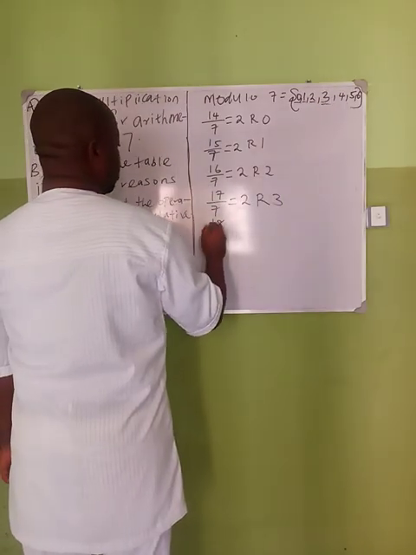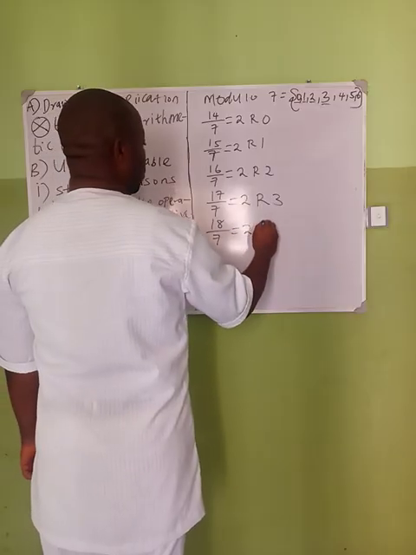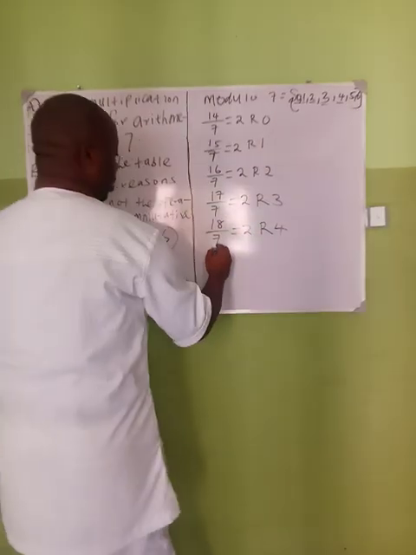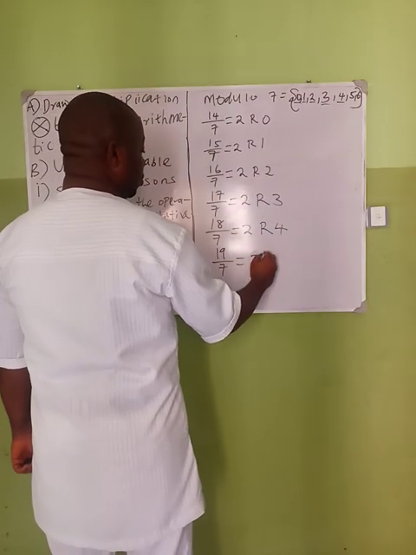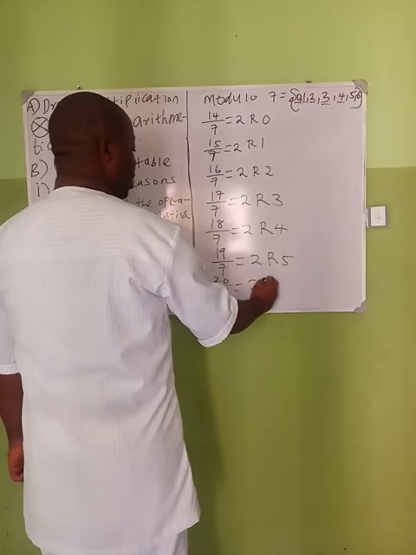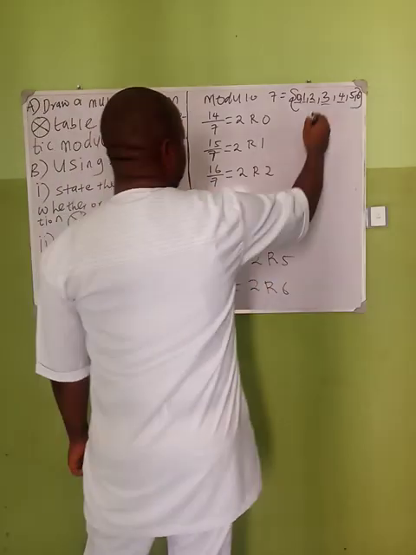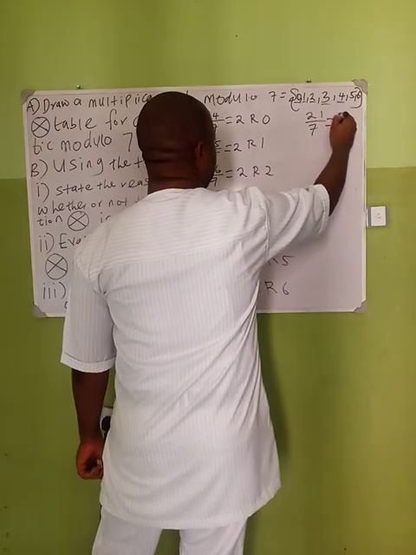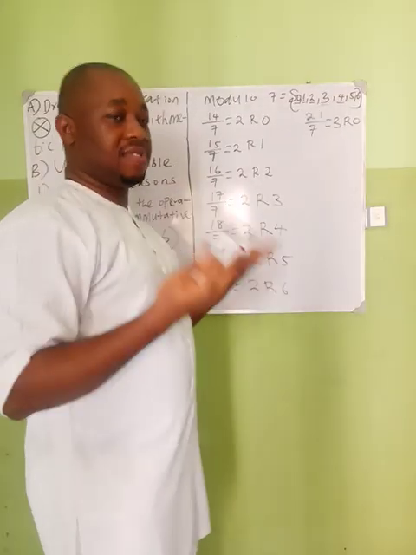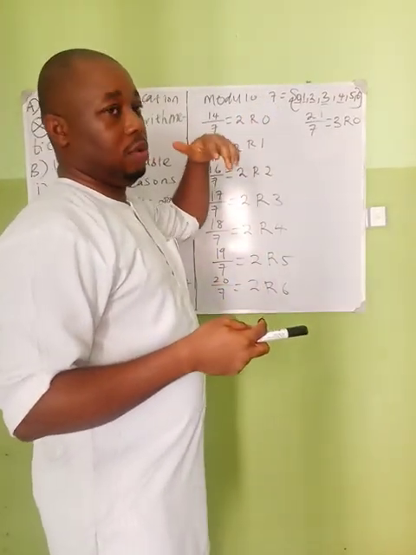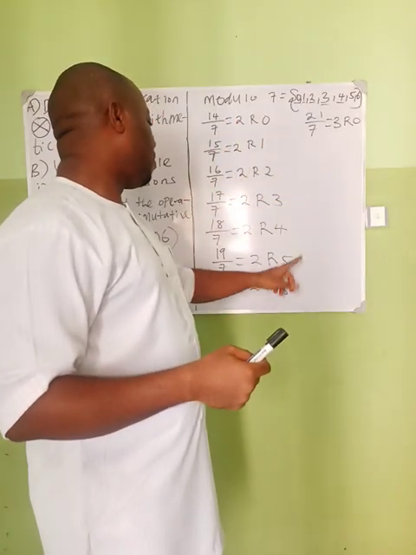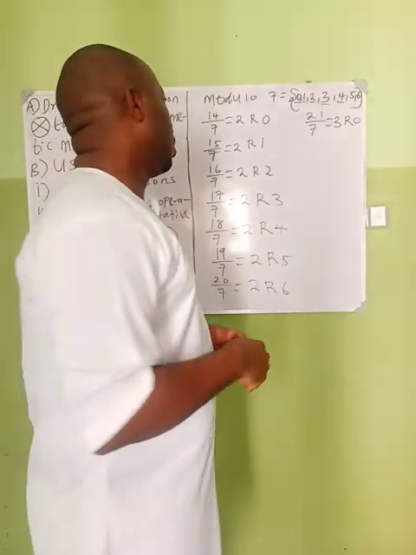I have 18 divided by 7 to give me 2 remainder what? 4. That's correct. 2 remainder 4. Okay. So subsequently 19 divided by 7, that will give us 2 remainder 5. 20 divided by 7 will give us 2 remainder 6. But 21 divided by 7 will give us 3 remainder 0. So you see, you can't have a remainder of 7 when you're working in modulo 7. You only have numbers below it and 0. So you can have a remainder of 0, 1, 2, 3, 4, 5, 6. You can't have 7. Okay.